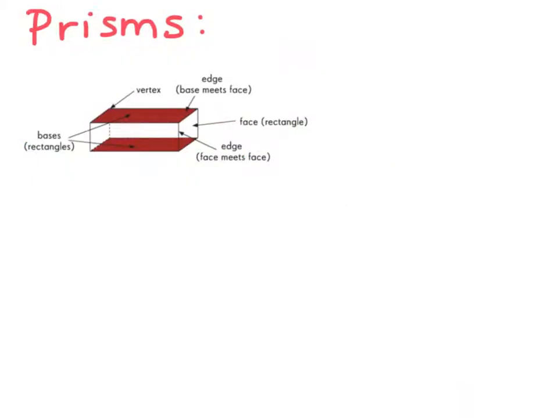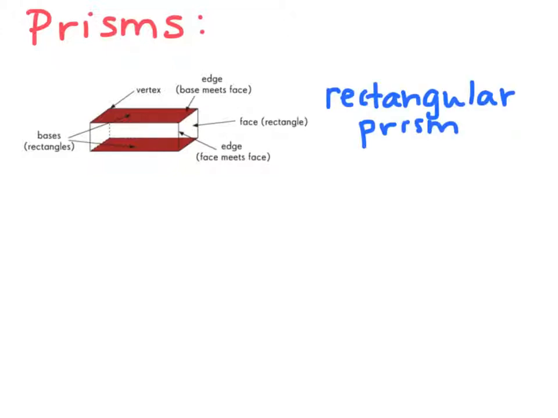Now let's examine prisms. A prism is a solid figure with 2 parallel, congruent bases joined by rectangular faces. A prism is named according to the shape of its bases. Remember, congruent bases mean that the bases have the same size and the same shape. The bases of the prism we see here are rectangles, so this prism is called a rectangular prism. Any pair of opposite faces on a rectangular prism can be the bases.